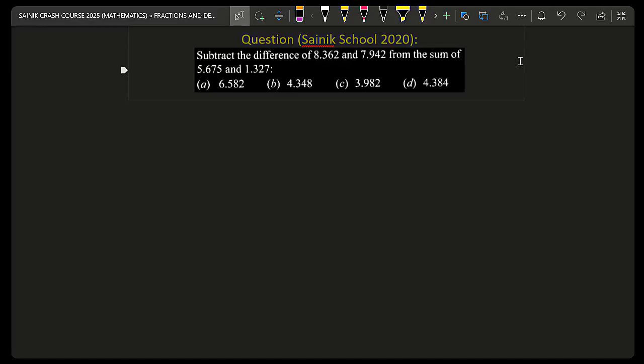Subtract the difference of 8.362 and 7.942 from the sum of 5.675 and 1.327. Okay, there are two quantities. First quantity is the difference of these two, and the second quantity is the sum of these two, right? So first, shall we find the difference of first two numbers? Yes, sir. But what do you mean by difference? Subtraction.